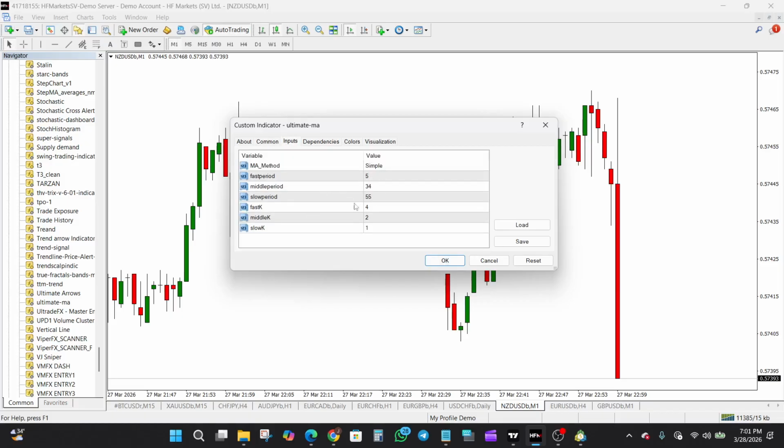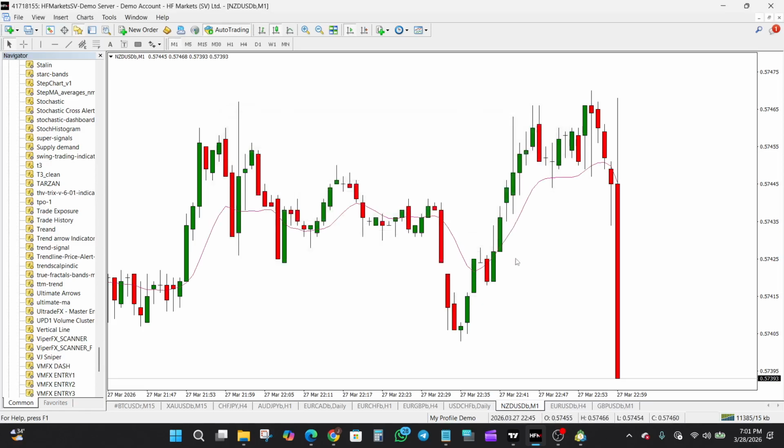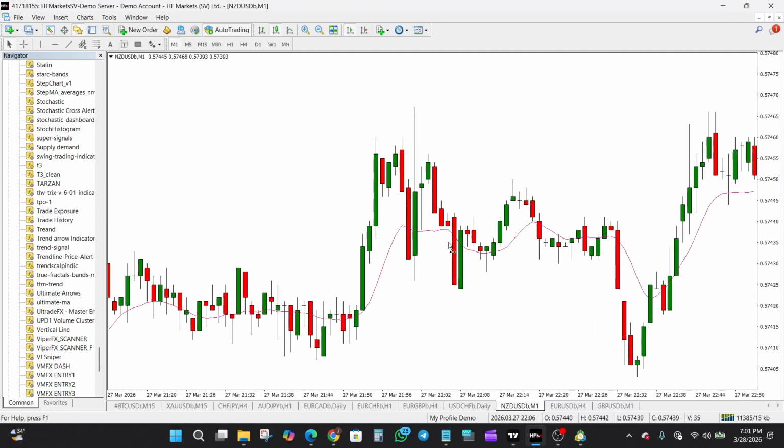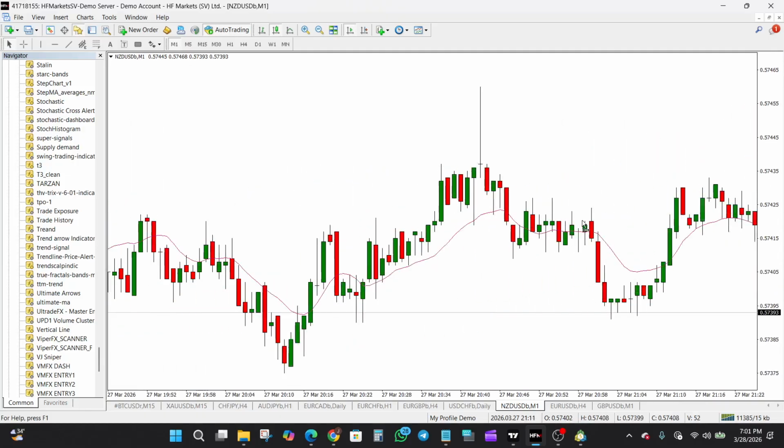So if you come to the input settings, you can see the customizable settings here, such as the MA method, the fast period, middle period, slow period, fast K, middle K, slow K. Okay, so this is how the indicator looks like. It helps you to identify trend direction, smooth price action, and enables you to spot trade setups.